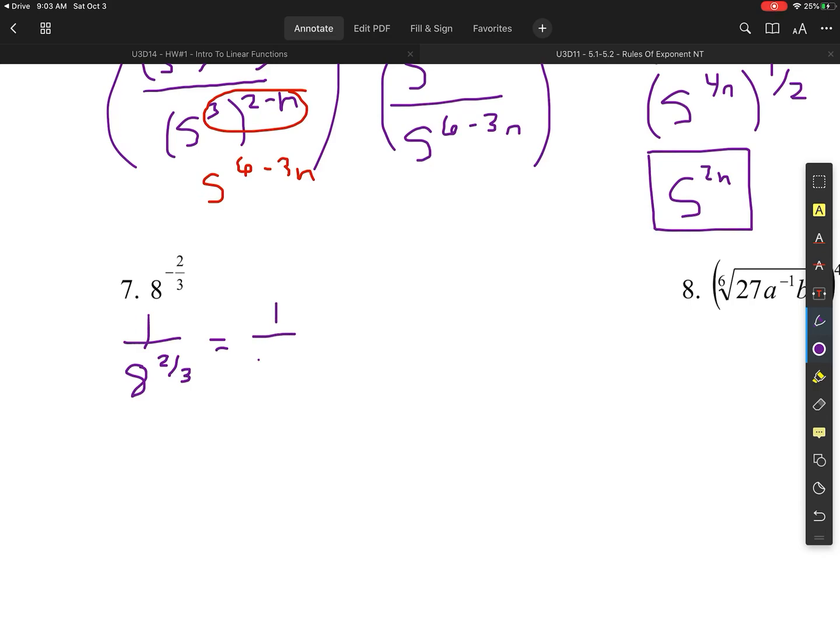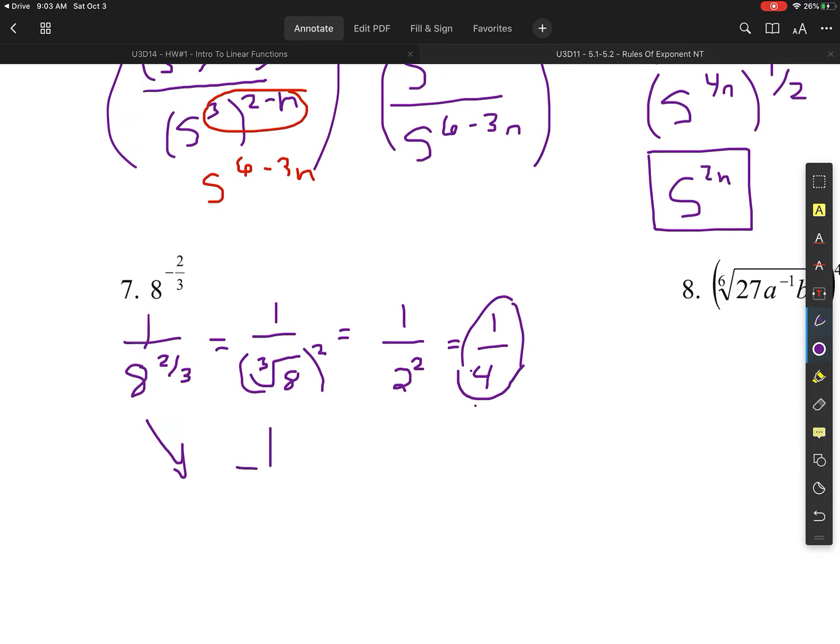I'm a fan of doing it in a way that's just going to benefit me. So if I can keep the numbers small, that's what I'm going to go with. So this would give me 1 over 2 squared, which is 1 over 4. Now if we did the other way, 1 over, we'd have 8 squared, 3rd root of that, 1 over the 3rd root of 64, which is the exact same answer. Doesn't matter which way we do it, it all works out the same.